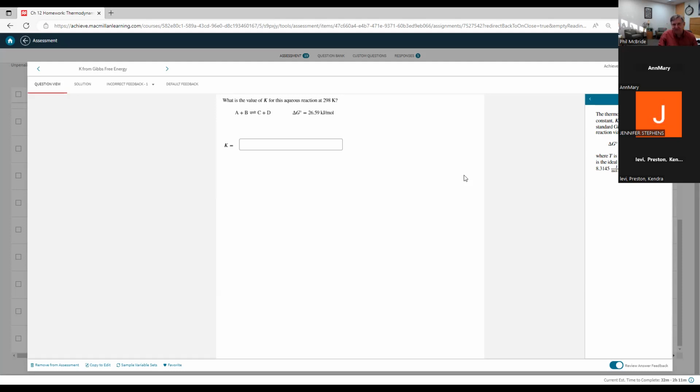So let's find out. Our equation, delta G equals negative RT natural log of K. So we can put in our number for delta G: 26.59 kilojoules per mole equals negative. Anybody remember the value for R? Was it 0.080257?